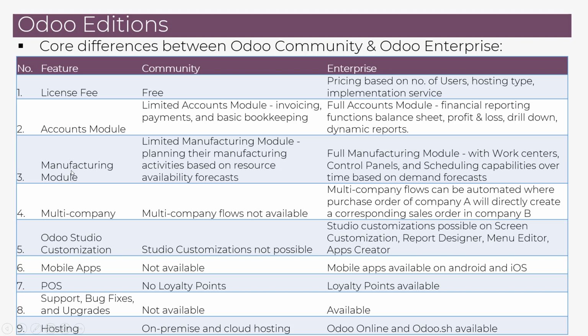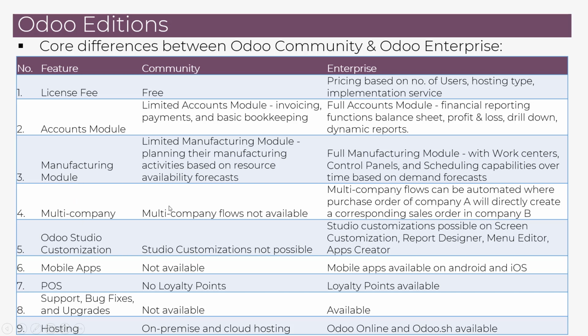Also, in the manufacturing module, the Community has a limited manufacturing module, planning manufacturing activities based on resource availability and forecasts. While on the Enterprise, it's a full manufacturing module with work centers, control panels, and scheduling capabilities based on demand forecasts. Also, another difference is multi-company.